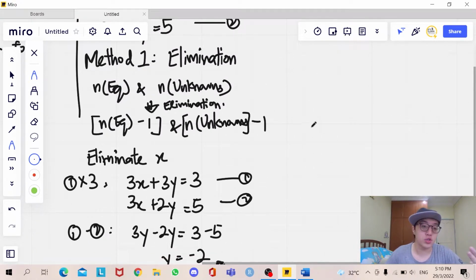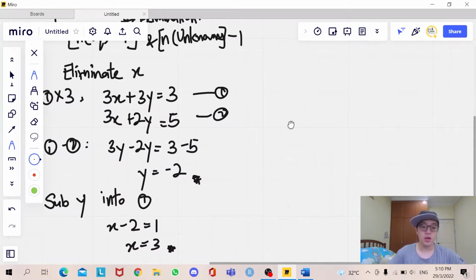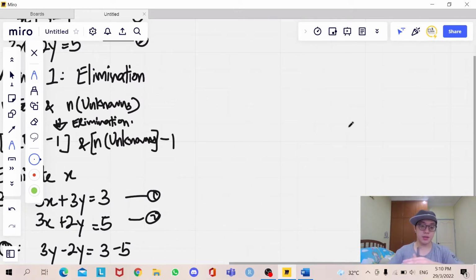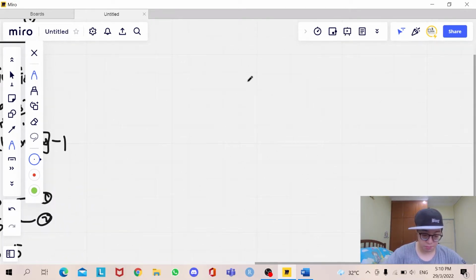You can also choose to eliminate y. So you will need to multiply 1 with 2, and then you subtract the equations, and it's the same process down there. You're going to get x here, and you need to sub x into either of the equations, and you will get y. So now the second method here is called the substitution method. Method number 2.